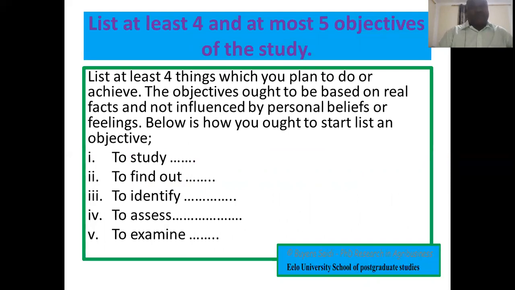So next, you must list at least 4 and at most 5 objectives of the study. And this is the principle we follow at this university. Some places they could have 3, some places they could go up to 5 or 7 objectives, but here we shall have a minimum of 4 and a maximum of 5 objectives.